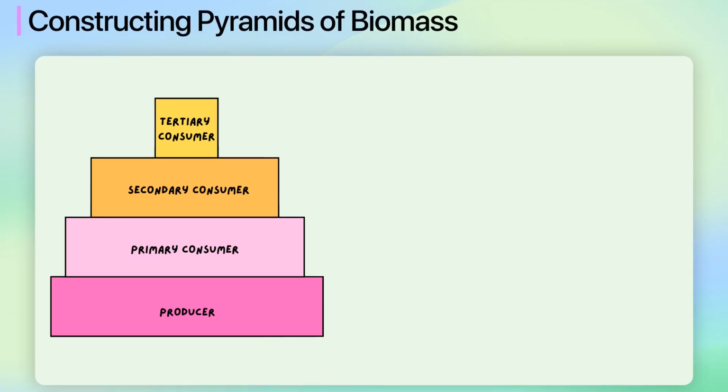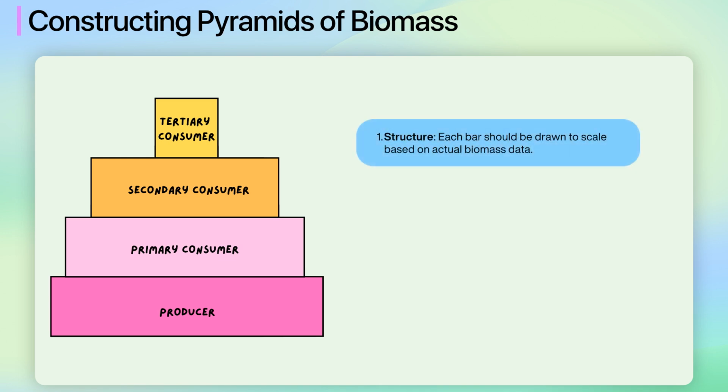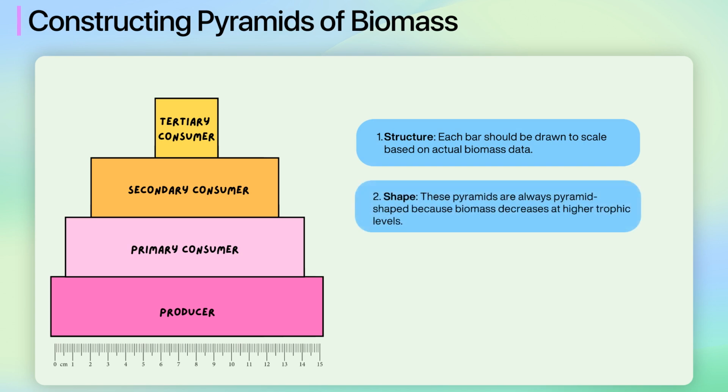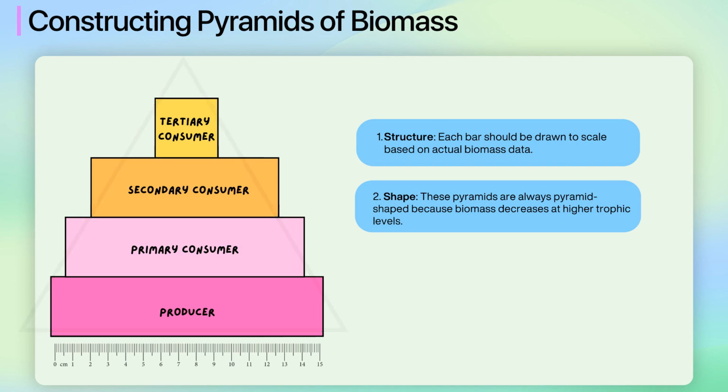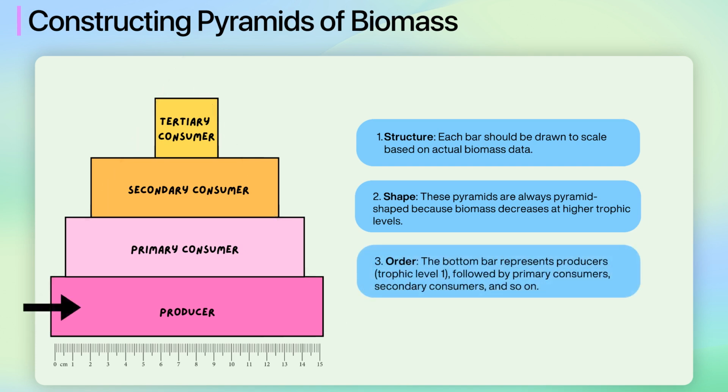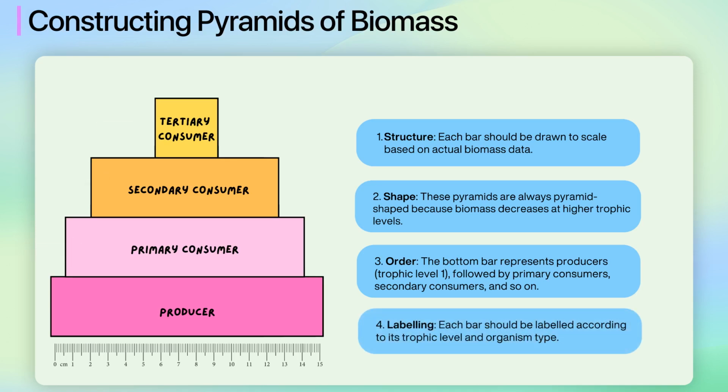When constructing a pyramid of biomass, each bar on the pyramid represents the total biomass at a trophic level, and it shows the mass of all the organisms combined at that level. In terms of the structure, each bar should be drawn to scale based on actual biomass data. These pyramids are always pyramid-shaped because biomass decreases at higher trophic levels. The bottom bar represents producers, trophic level 1, followed by primary consumers, secondary consumers, and so on. Each bar should be labelled according to its trophic level and organism type.